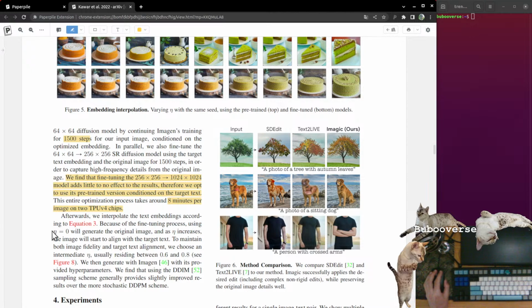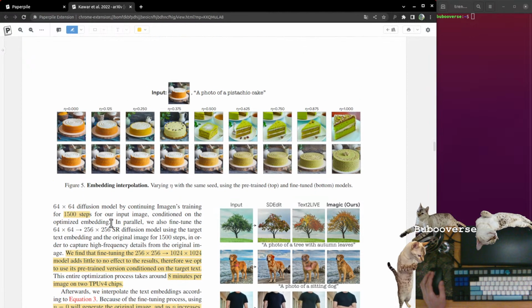Because of the fine-tuning, using n will generate the original image, and as n increases, the image will start to align with the target text. Okay, so they choose an n somewhere between 0.6 and 0.8. They use some kind of sampling scheme, DDIM versus DDPM. We don't really know what those are.